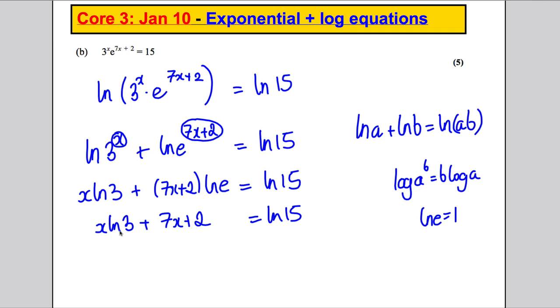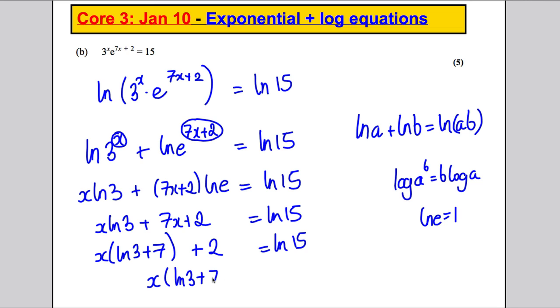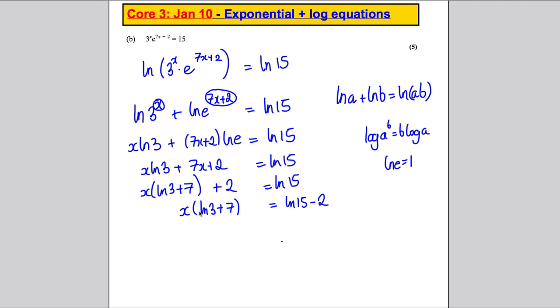So let's combine x's here. I could factorise out the x from these two and say that x(ln 3 plus 7) plus 2 is equal to ln 15. Could subtract 2 from both sides. x(ln 3 plus 7) equals ln 15 subtract 2. And then lastly I could divide both sides by ln 3 plus 7. x must be (ln 15 subtract 2), all divided by (ln 3 plus 7).